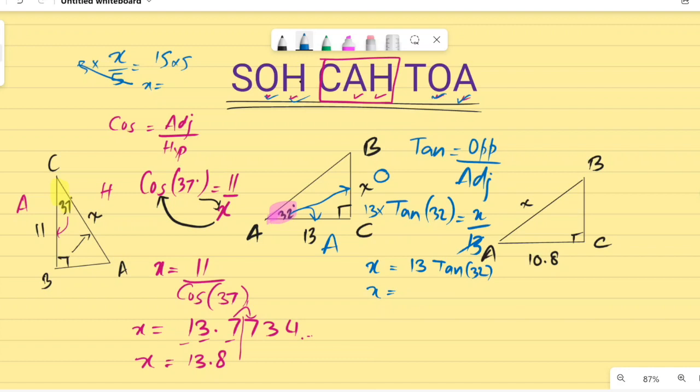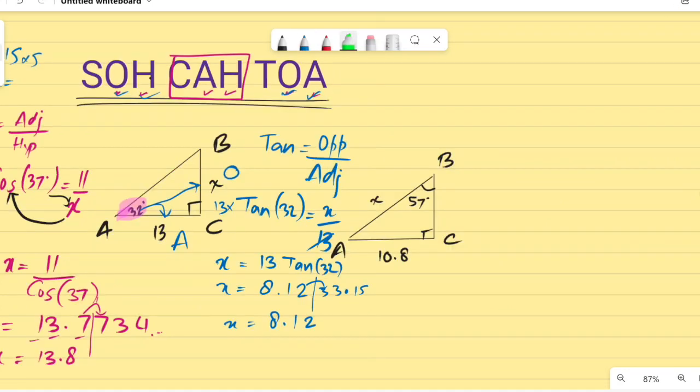So 13 tan 32 will give you 8.12333015. We will round it to 3 significant figures. So here the 2 will round down, it will stay 2. So x is 8.12. Let's solve the last question. In the last question, this is the angle we are using, and we are dealing with opposite and we are dealing with hypotenuse.